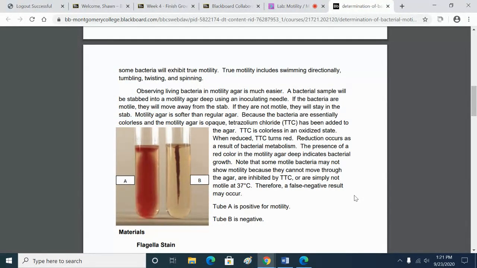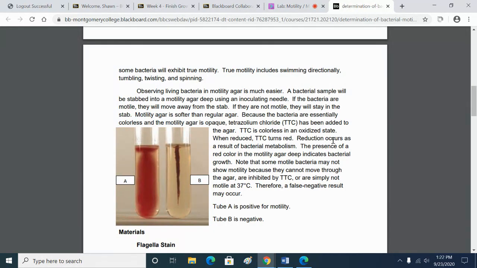Now, one of the problems with motility agar is that it's already a little bit opaque. It's a little bit cloudy to start with because it's agar. Well, bacteria have no color by themselves. So as they grow, they just look a little bit cloudy, a little bit opaque. So how do you see opaque bacteria in opaque agar? It was very hard to do unless you have color. So there is a way to give the bacteria color.